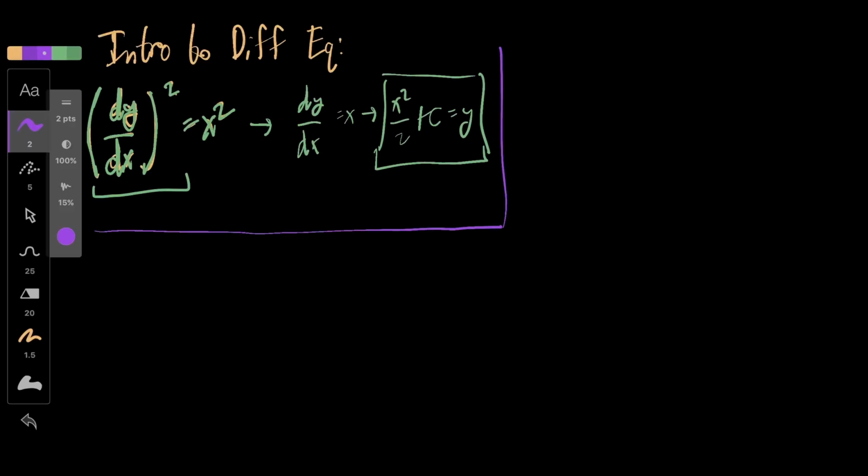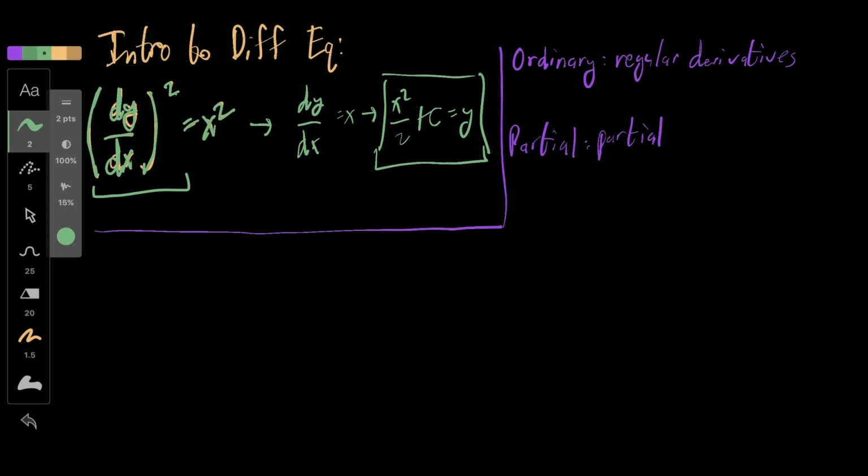There are two main types of differential equations: ordinary differential equations and partial differential equations. Now, ordinary is just regular derivatives, like the one over here. Now, partial differential equations have partial derivatives, but this is covered in multivariable calculus, so we will not be covering this for today.